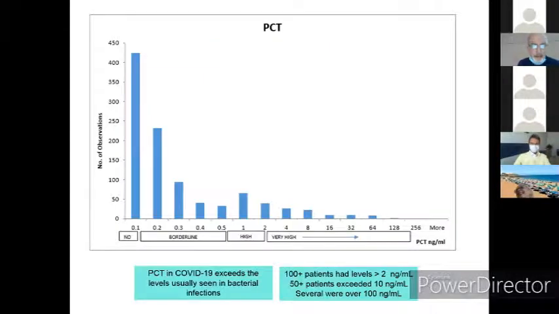And again, here is a frequency distribution of our PCT values during that first wave, April, May, June, all the samples that we received. And you can see that there are at least 100 plus with levels more than 2, which is very high. 50 plus, in fact, had levels exceeding 10. And there were several, 10 or more, that had levels that were basically 1,000 times the upper reference cut, over 100 nanograms per mil. So again, there was a big reaction going on here.